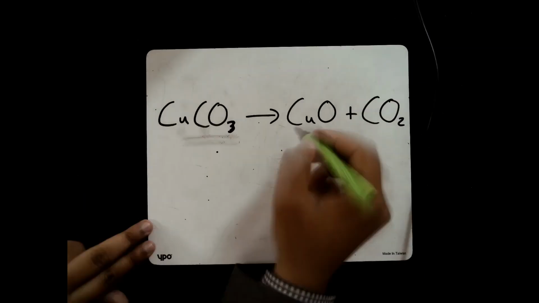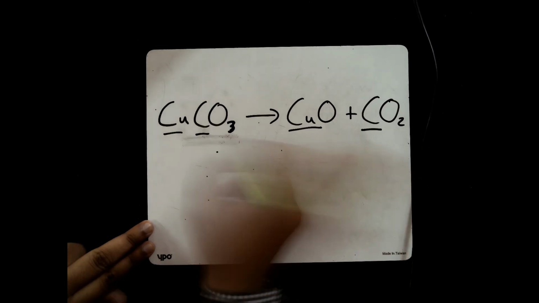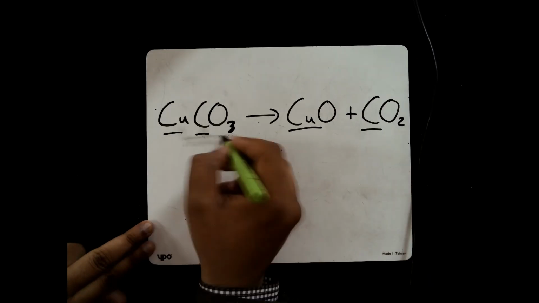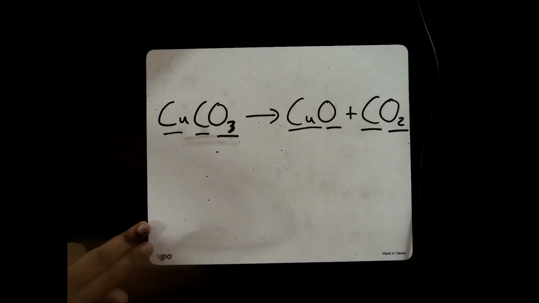We've got one copper here and one here. One carbon here, one there. We have 3 oxygens in the carbonate. We have 1, 2, 3 oxygens in the products. So it all balances out perfectly. Okay? Every single one will balance the same way.